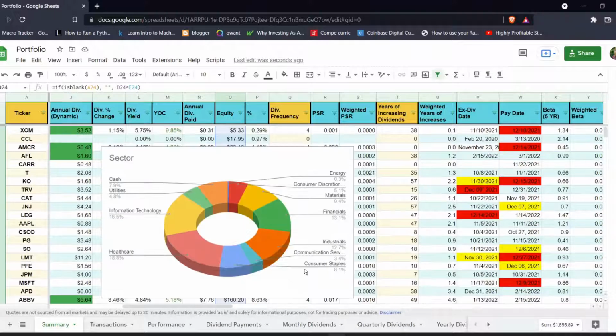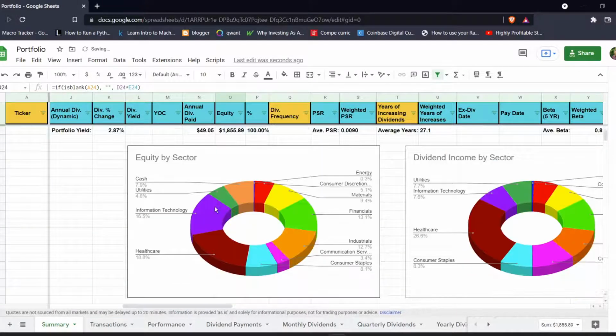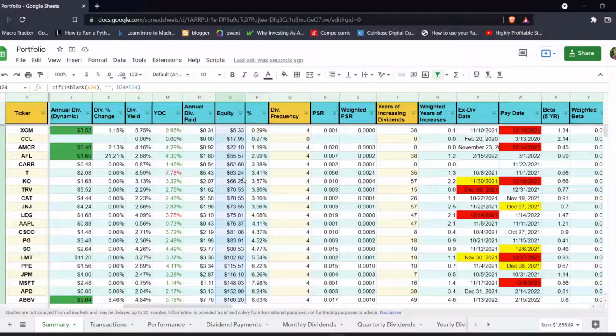Again, if you do have any questions about it, let me know. That was for the equity by sector. And if we wanted to do it by the dividend income, instead of selecting this column for our data, we would just select this annual dividend paid column, and it would do the same thing.